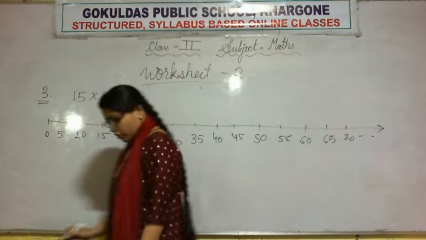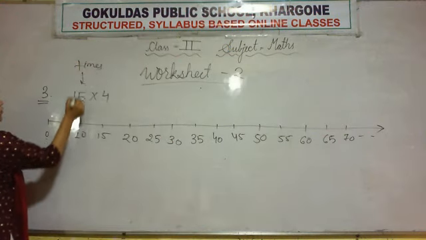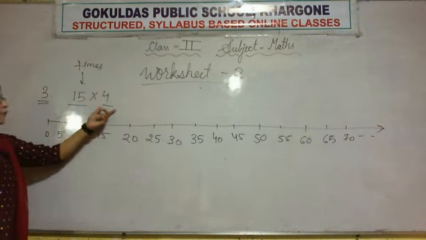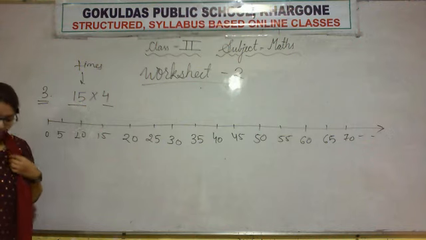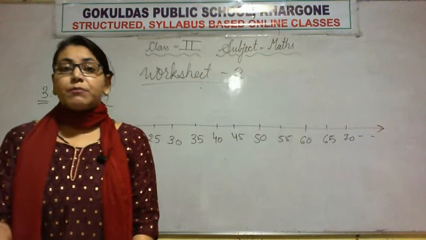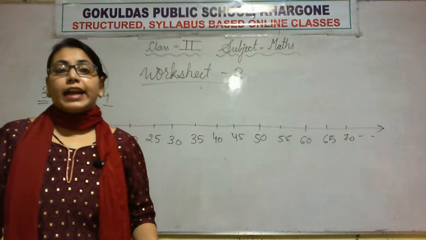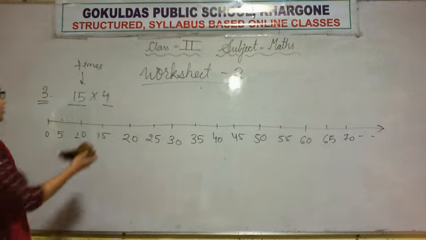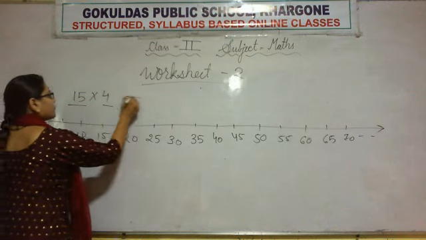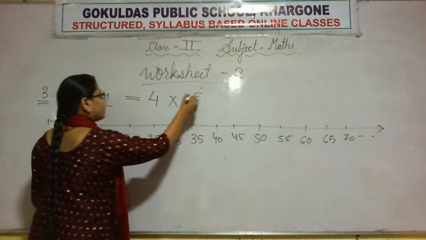So we know the first number is times. So 15 times 4, we need to skip number 4 for 15 times, and 15 times is very much. If we skip number 4 for 15 times, this process will be so lengthy, it will take time. So we know the order property. If we change the order of the numbers, the result will be the same. So 15 into 4 will be equal to 4 into 15.